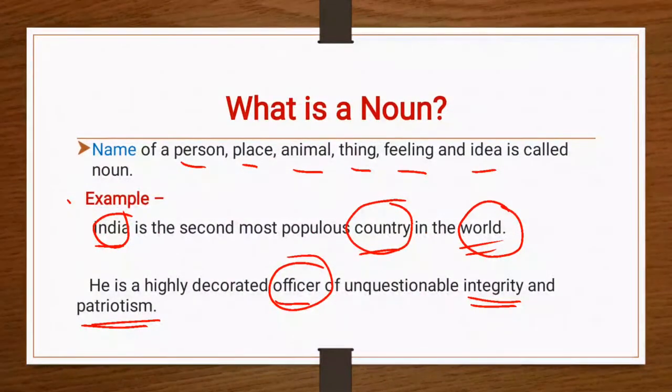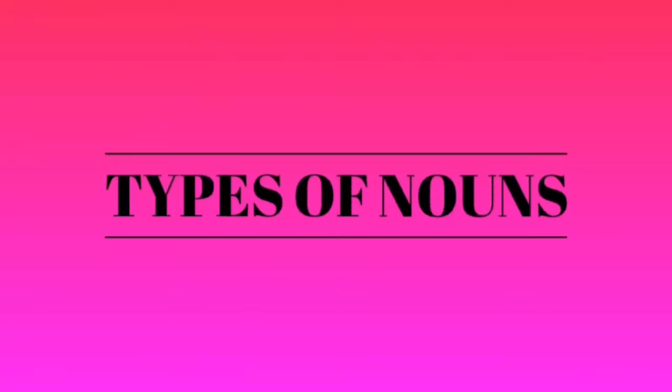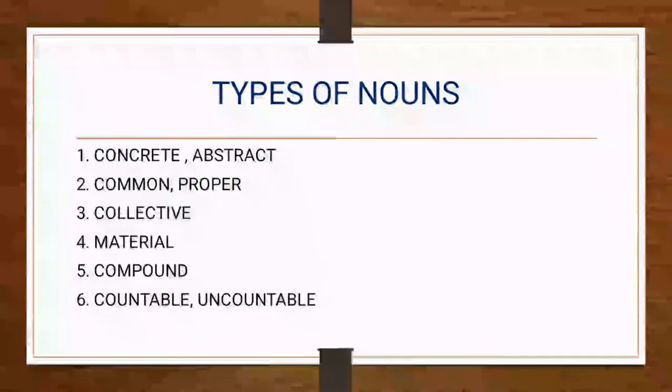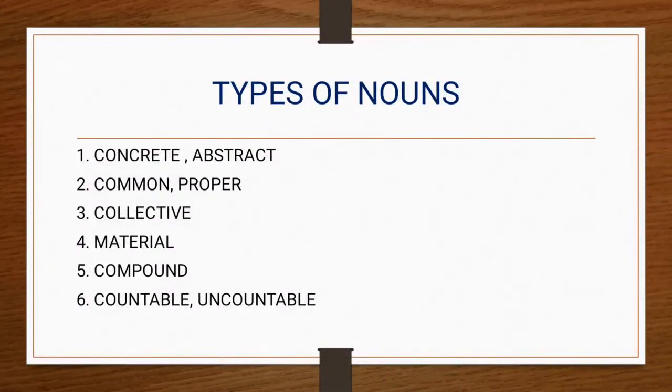Now let's talk about types of nouns. Nouns form a large proportion of English vocabulary, and they come in a wide variety of types. Basically speaking, nouns can be divided into 5 main categories, and that include proper noun, common noun, collective noun, material noun, and abstract nouns.